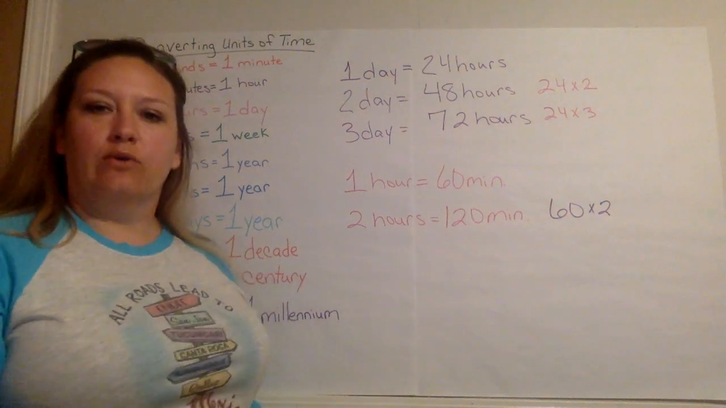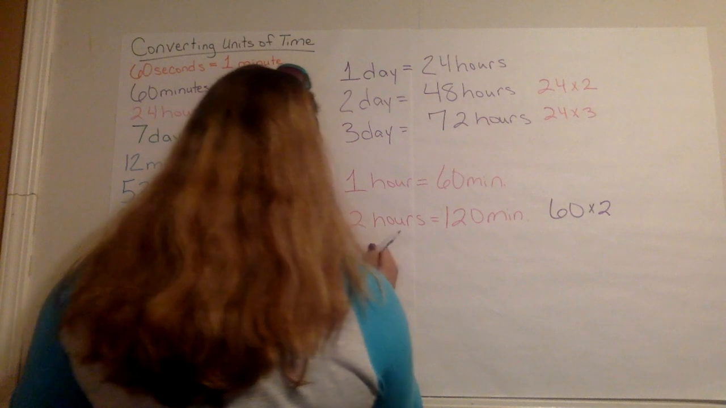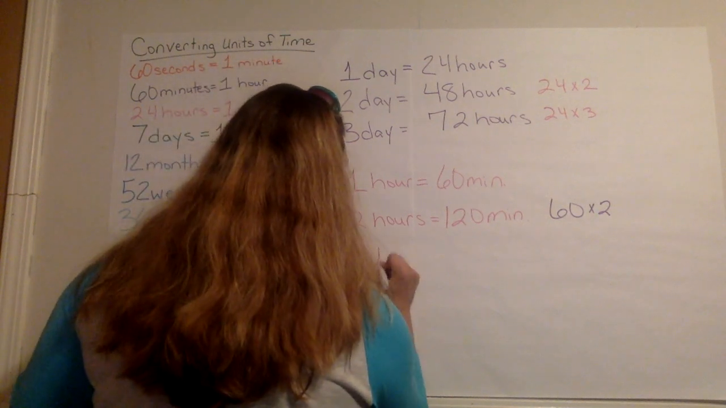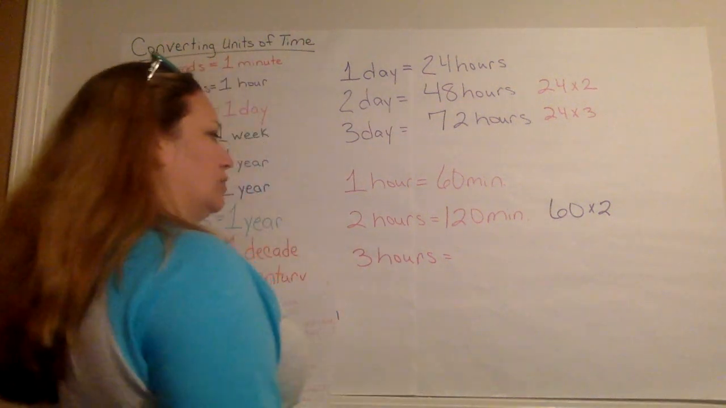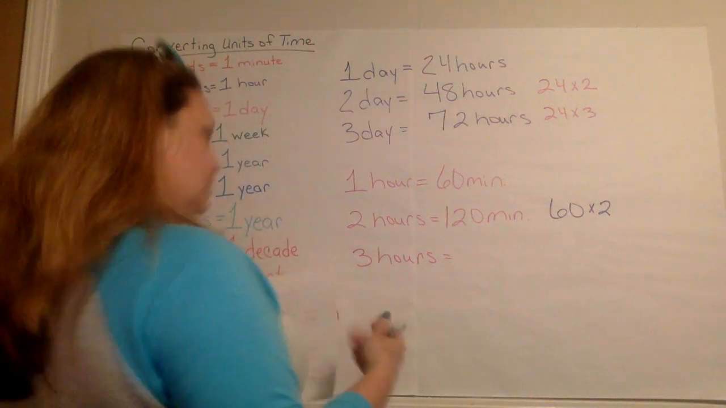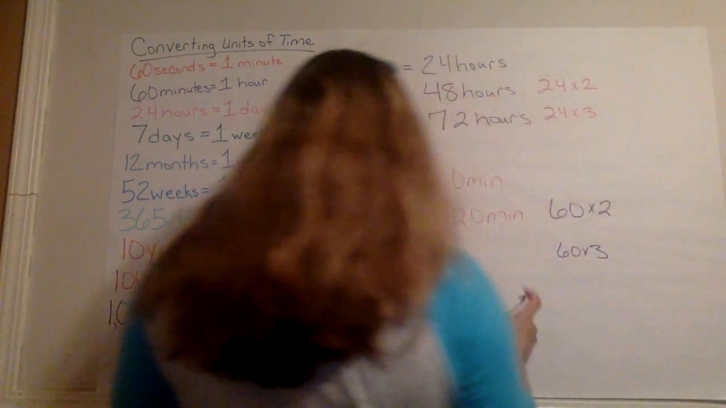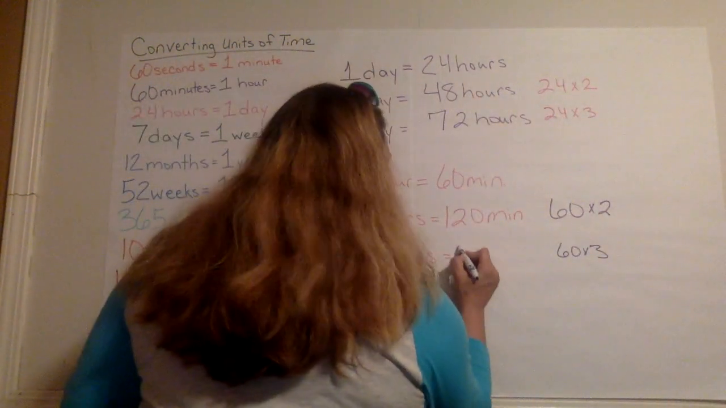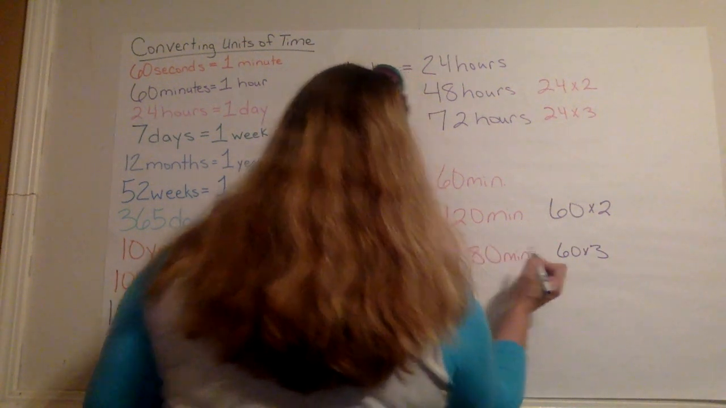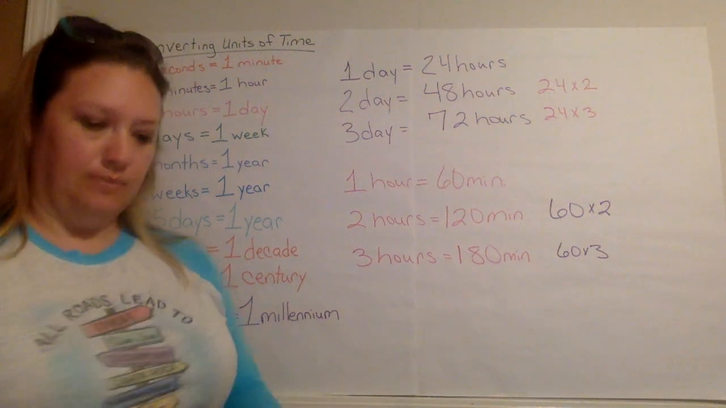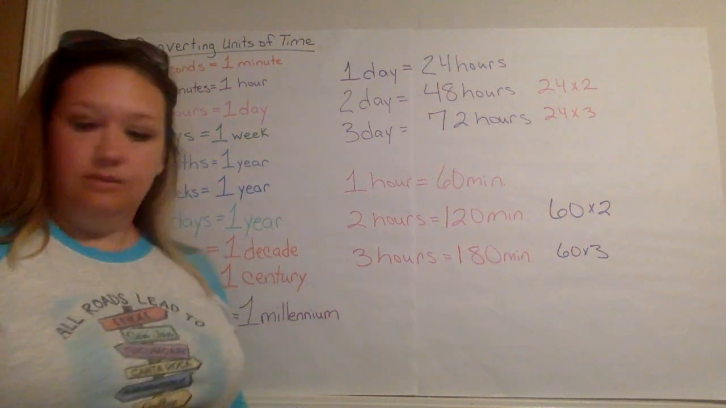If I did 3 hours, it would be the same way. If I had 3 hours, and I wanted to know how many minutes are in 3 hours, I'm saying 60 times 3. And 60 times 3 is going to give you 180 minutes. The same thing's going to work if you were going from minutes to seconds.